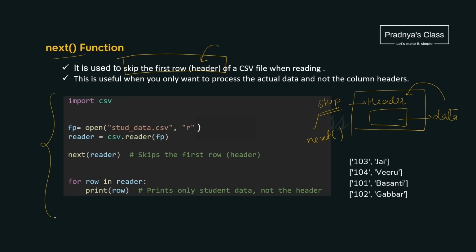So look at the simple code. We are opening the file in read mode. Here is the reader object. We will apply the next function on the reader object. It means it will skip the first row and the file pointer will jump to the second row. From the second row onwards we have the actual data of the CSV file. Then you can process it further.